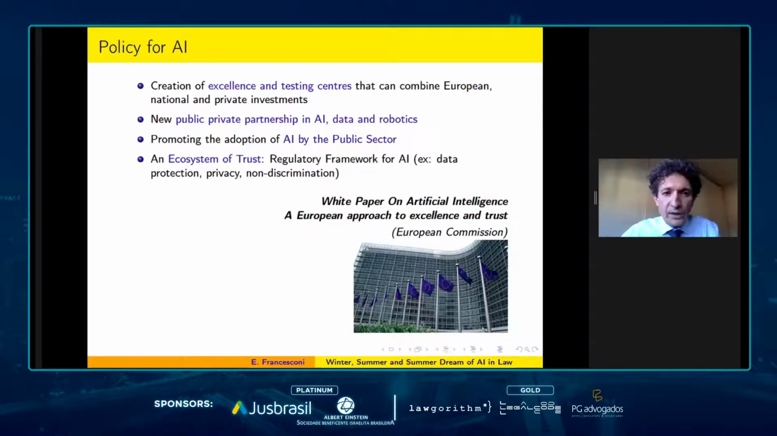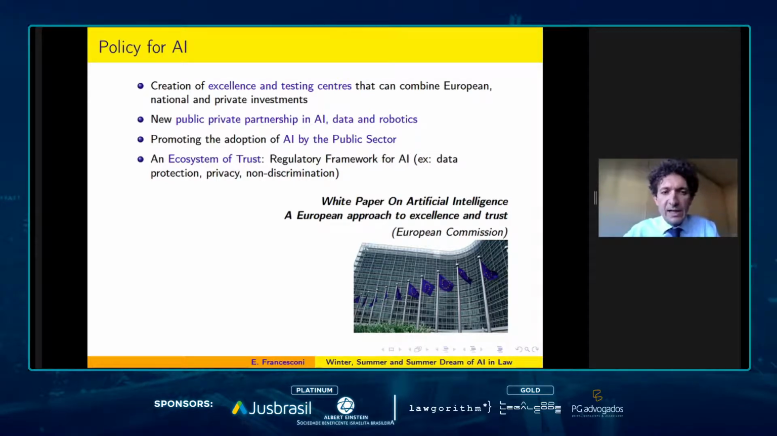Also, from the political point of view, recently the European Commission published a white paper on artificial intelligence, which aimed to promote the creation of excellence and testing centers that can combine European, national, and private investments. The aim is to promote a new public-private partnership in AI, data, and robotics, and also promote the adoption of AI by the public sector. And finally, creating an ecosystem of trust, so a regulatory framework for AI.